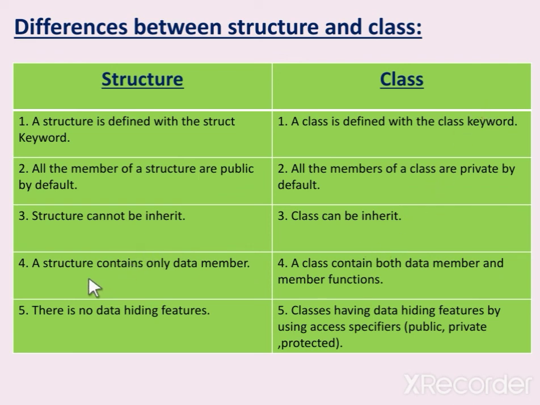Fourth difference: a structure contains only data members, or structure members. A class contains both data members and member functions. Is it clear? Last point: there is no data hiding feature in a structure, but classes have data hiding features by using access specifiers public, private and protected.